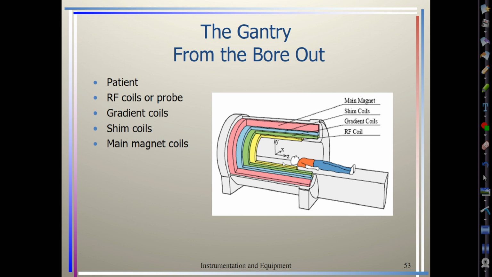So the closest layer of that Russian nesting doll is our RF coil, the inner layer. The next is our gradient coil, then our shim coil, and then our main magnetic field, B sub 0. So they'll ask on the registry, what are the layers of the bore or the gantry from the outside in or from the patient out? So just remember, from the patient out, it's really good students choose MRI.